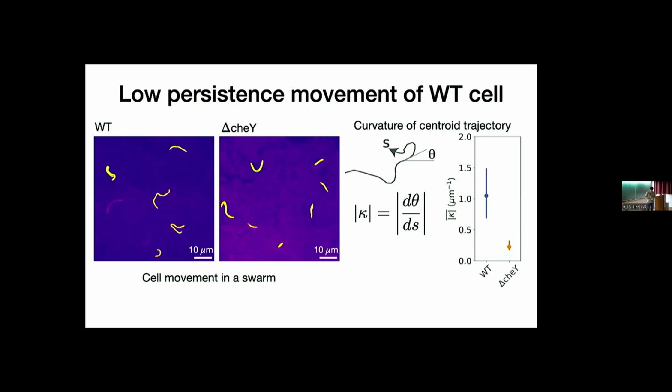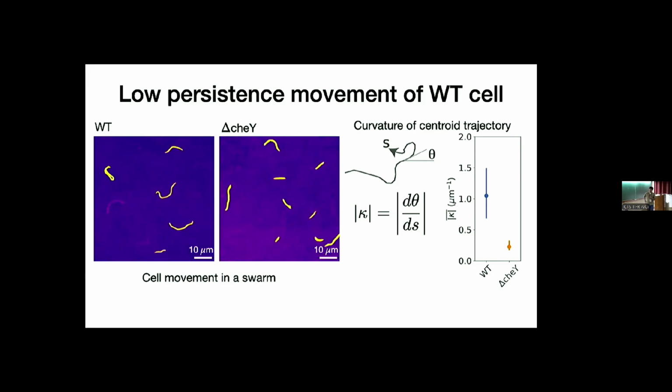Okay, then we studied the cell trajectory in order to understand the dynamic turnover. I will start the movie of the wild type and delta KY at the same time. As you notice, the delta KY has higher motility. It moves faster, and its movement is persistent compared to the wild type. The wild type is very flexible and shows frequent turning.